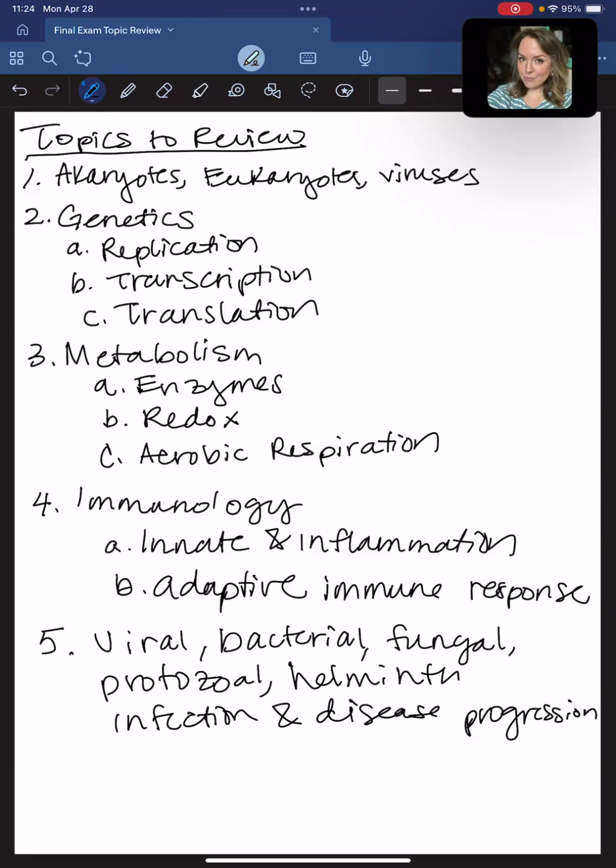All right, so we're going to start with touching on the eukaryotes, eukaryotes, and viruses really quickly. Just run through, remind ourselves about those. Then we're going to talk about the genetic stuff, then the metabolism stuff, and then we'll run through immunology stuff, and then try to put some of this stuff in perspective with viral, bacterial, fungal, and protozoal and helminth infections, and putting into place for the infection side as well as our response side. So to start off with, let's go over the eukaryotes.